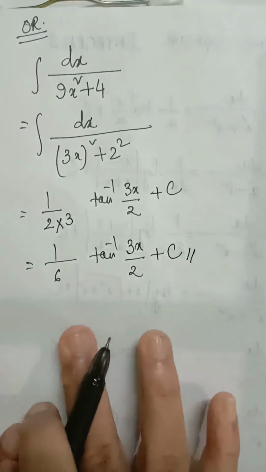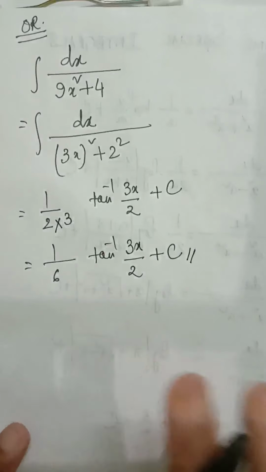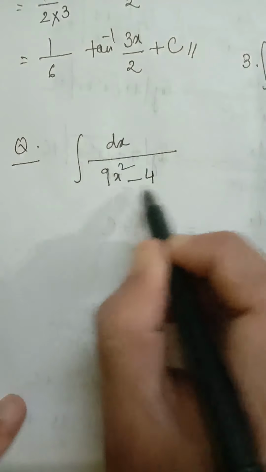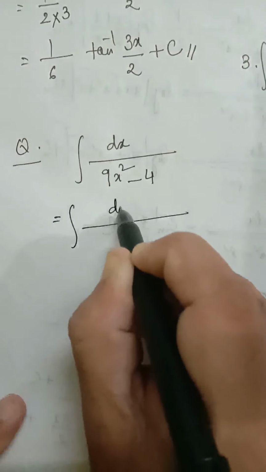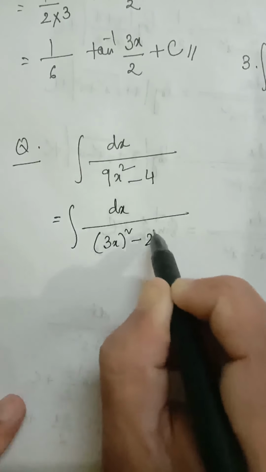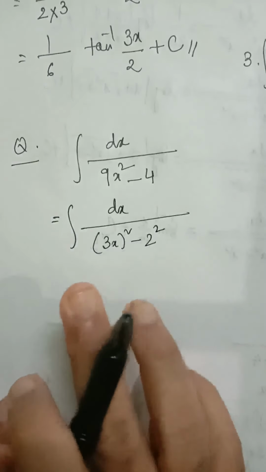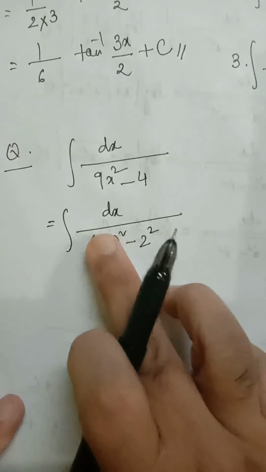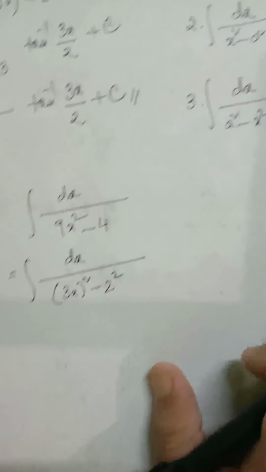Okay, in this way also we can do without using the method of substitution. Next, to integrate dx by 9x square minus 4. This equals dx by (3x) whole square minus 2 square. This question I will do without using the method of substitution. Now this is of the form dx by x square minus a square. X is a linear expression, so this is of the form x square minus a square.